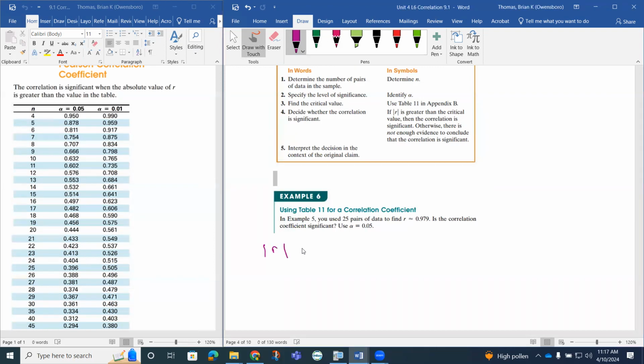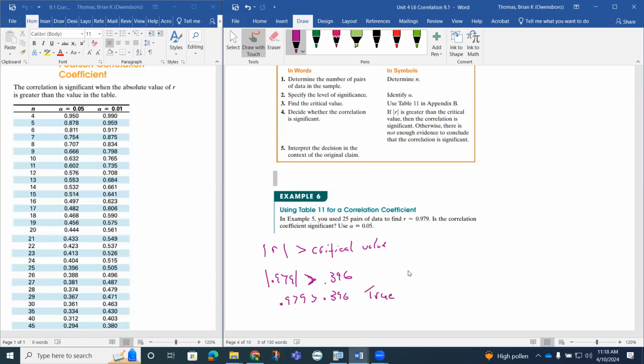So if the absolute value of R is greater than the critical value from the table, then we're going to say the correlation is significant. So we have the absolute value of 0.979. And if we look at the table, the critical value, since we have 25 with a 5% significance, is 0.396. Remember, the absolute value of a positive is still a positive. Is that greater than 0.396? Yes, this is true.